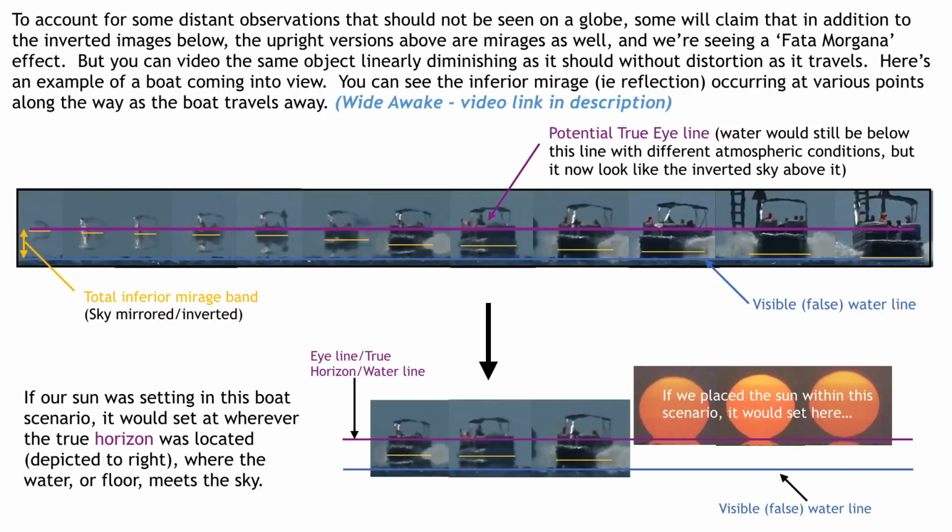So to account for some distant observations that should not be seen on a globe, some will claim that in addition to the inverted images below, the upright versions above these are mirages as well. So they are like an inversion: the inverted portion is fake, and then the upright version above is also fake, and that we're seeing what's called a Fata Morgana, which is essentially inversions on inversions.